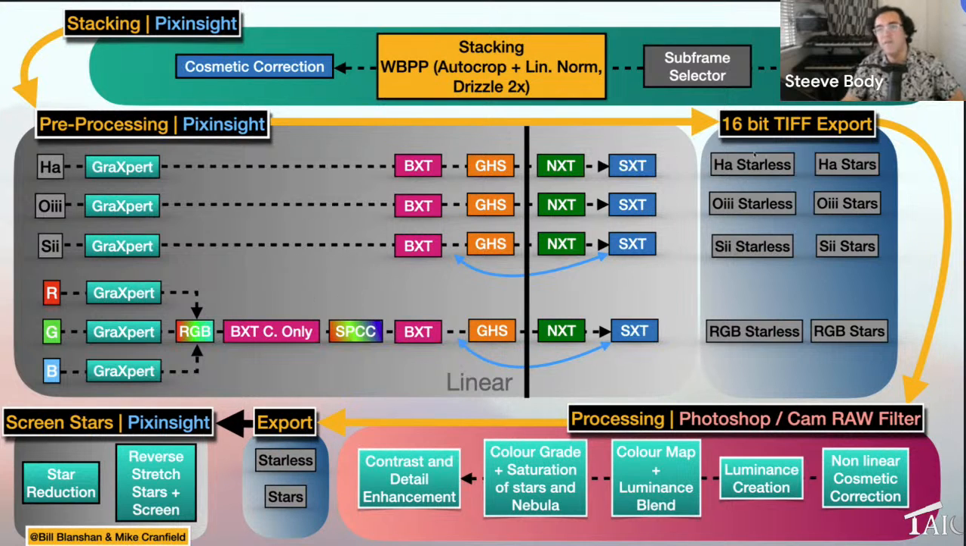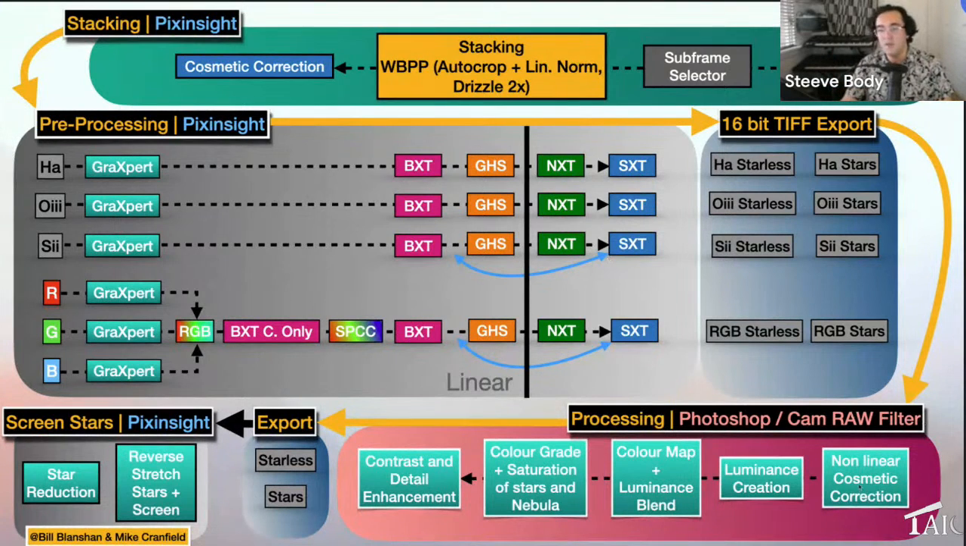And I end up with a bunch of starless images. I've got the HA, O3 and SII stars that I'm literally not going to use. The RGB starless I'm very rarely going to use, and I'm mostly going to have the RGB stars and my narrowband starless images ready to go. So that's the end of my image preparation.